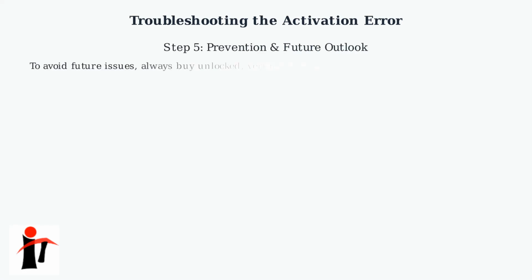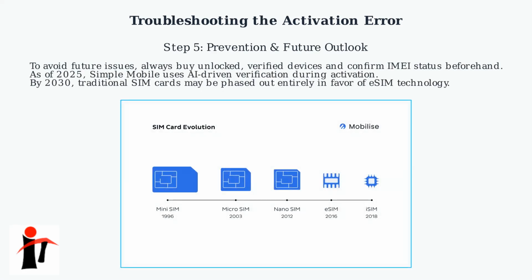Finally, focus on prevention. Always purchase unlocked, verified devices and check IMEI status before buying to avoid future activation headaches. As of 2025, Simple Mobile incorporates AI-driven verification systems that can detect and flag suspicious devices during activation. Looking ahead, by 2030, traditional physical SIM cards may be completely phased out as eSIM technology becomes universal across all devices.